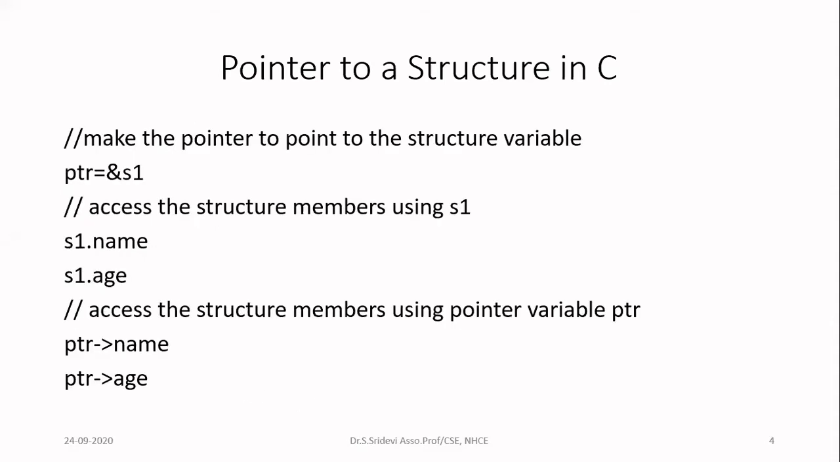So when you write ptr is equal to &s1, it stands for the base address of the structure. So your structure will be stored in continuous memory locations as I have shown you yesterday. Whatever is the starting address, that address will be stored in the pointer ptr. Okay, so now how you can access the members of the structure by using either the structure variable s1 or otherwise you can access the structure members by using the pointer variable ptr.